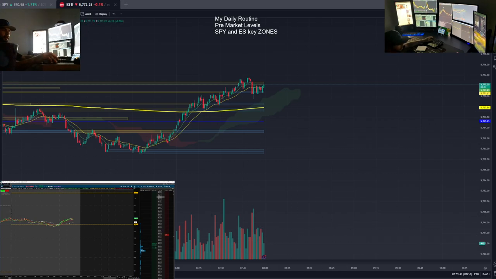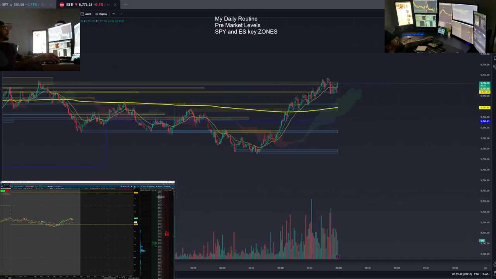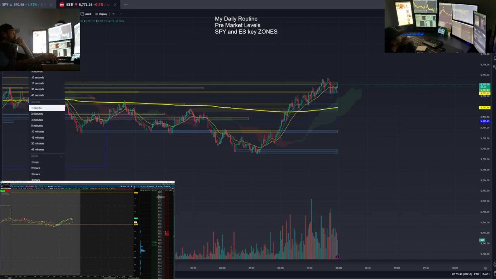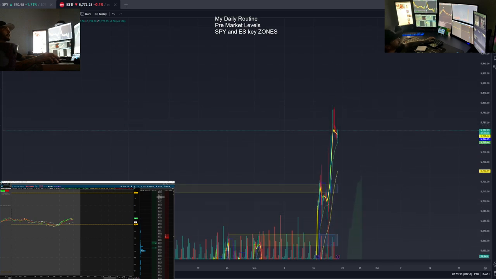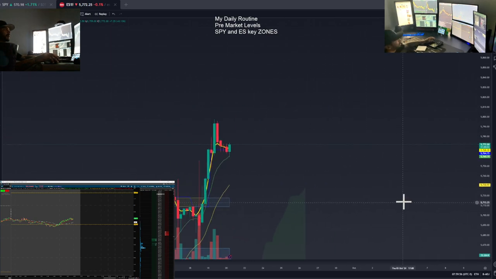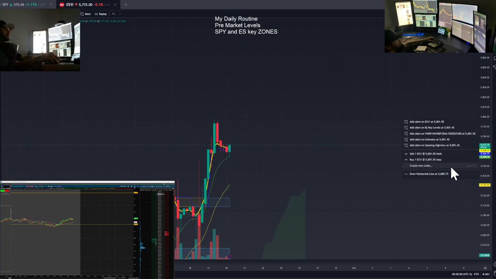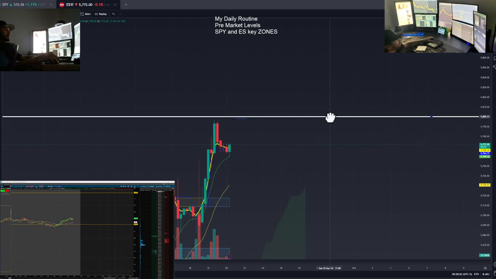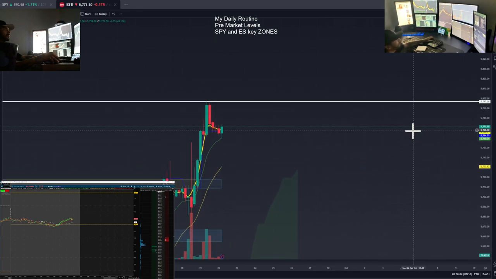So these are the pre-market levels. Okay, so let's start off with the ES. Let's go ahead and break it down to the 4-hour chart. Okay, so on the 4-hour chart, let's start with the top down. I'm gonna go ahead and mark the resistance at HOD, high of day. That's a major resistance I wanna pay attention to.